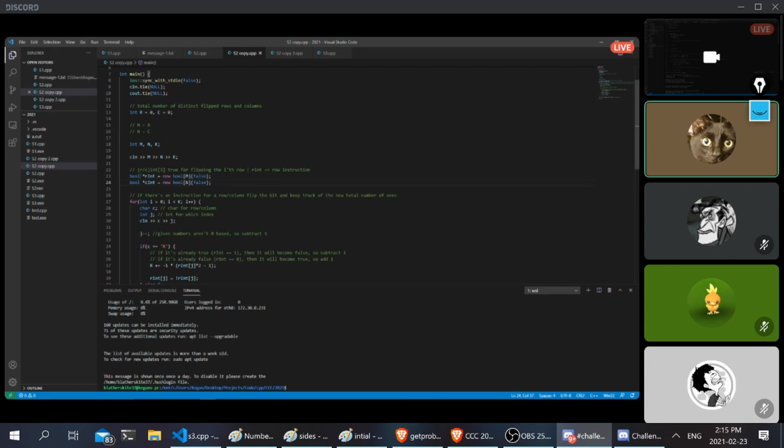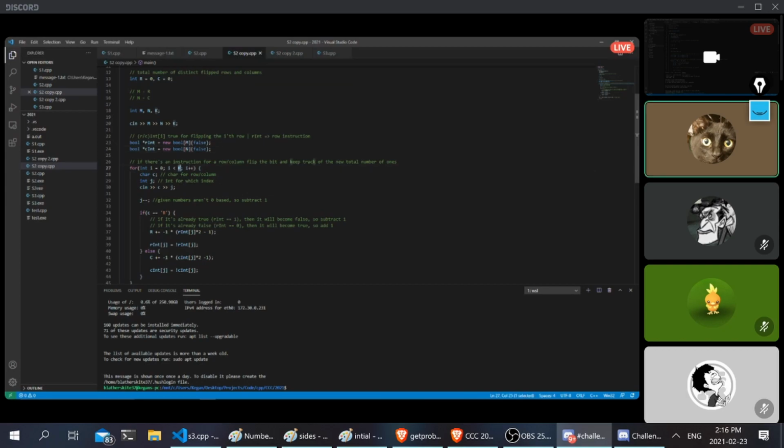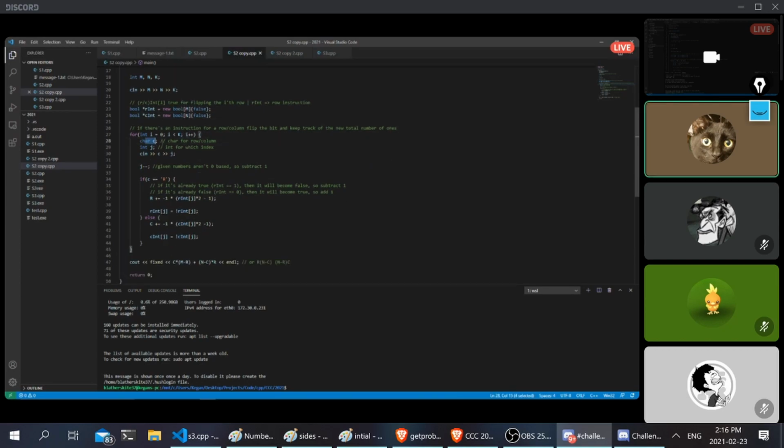So I'm defining an array of m size, filling them both up with falses. So right now, my space complexity is m plus n bits. And then I just iterate k times. For each k, I take in the instruction. I convert the number to zero-based.